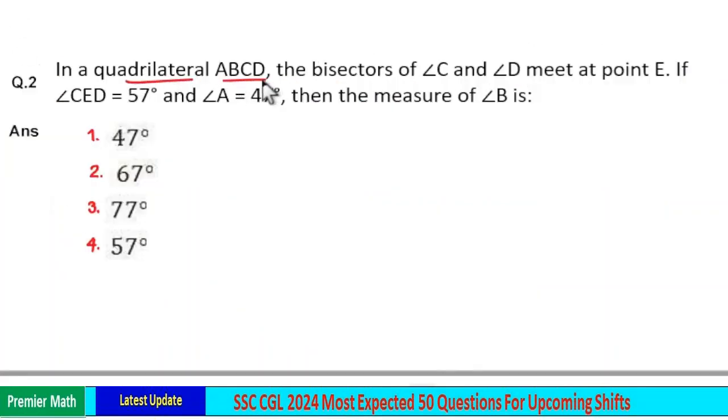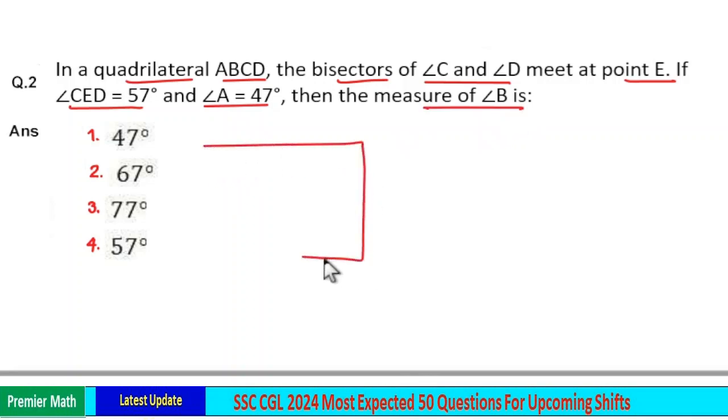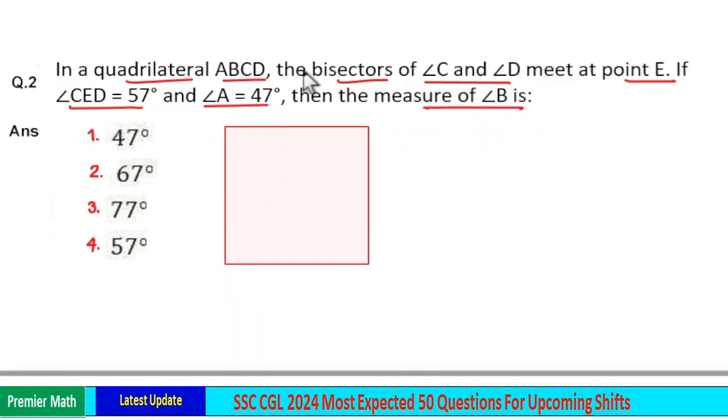In the quadrilateral ABCD, bisectors of angle C and D meet at point E. If angle CED is 57 and angle A is 47, then the measure of angle B is? Here, this is quadrilateral ABCD, and here bisectors of angle C and D meet at point E. And this angle is 57 degrees and angle A is 47 degrees. Then we have to find out what is angle B.